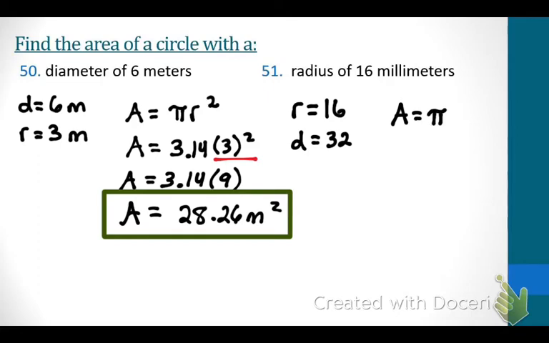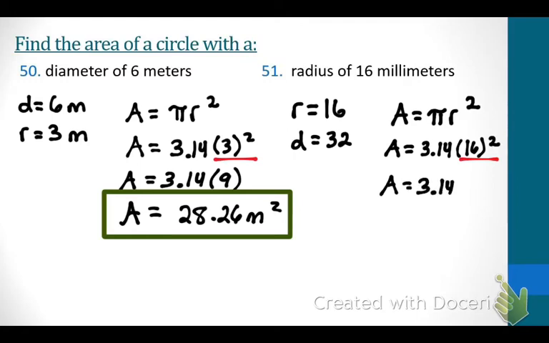A equals pi r squared. Anson, help me out with this one. What do I do? For your r, it would be 16. Yeah, 3.14 times 16 squared, which 16 times 16 would equal 256. Okay, very good. So he's telling us that we need to do the exponents first.